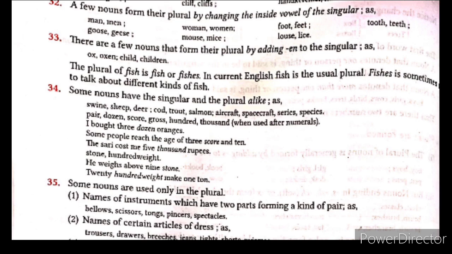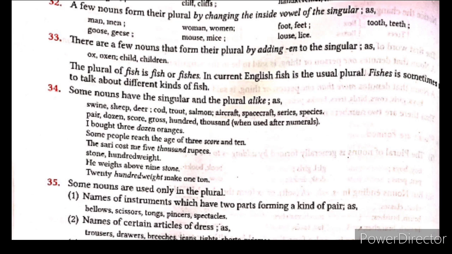Now there are certain nouns that form their plural by adding en to them. We just add en to the singular noun and it turns out to be plural. For example, ox, oxen, child, children. So we add en to those nouns. Clear?